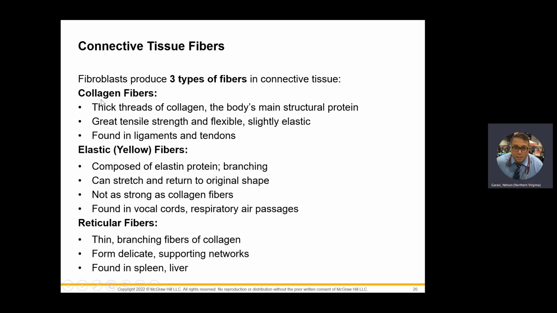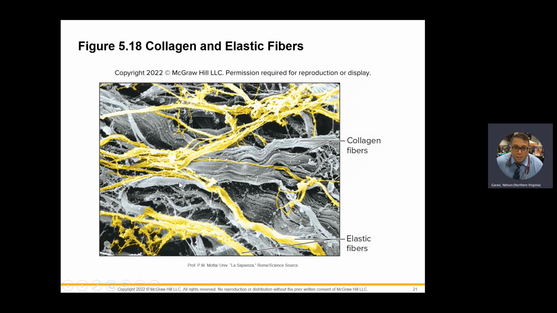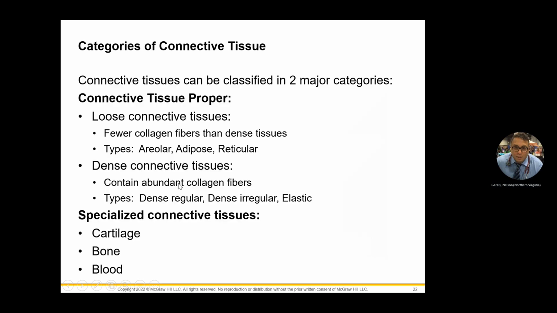Three types of fibers: collagen, elastic, also known as yellow, and reticular. Collagen, think what? Super strong. Elastic, strong but flexible, right? And reticular, think thin, delicate, and think liver and spleen. Reticular, I want you to think some sort of like filter, like the liver and the spleen is. Nice picture.